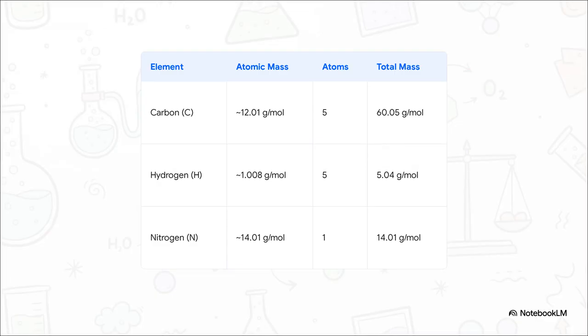So here's how we build that total molecular weight. We look at the formula. We've got 5 carbon atoms. So we take 5 and multiply it by carbon's atomic mass, which you can find on the periodic table. We do the exact same thing for the 5 hydrogen atoms and the 1 nitrogen atom. Then we just add them all up, and we get a grand total of 79.10 grams per mole for pyridine.